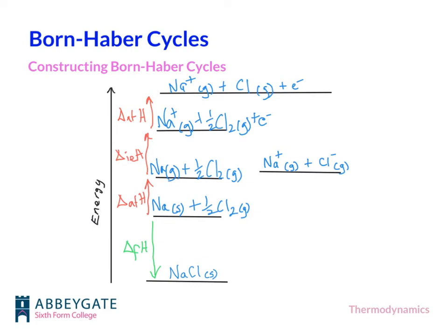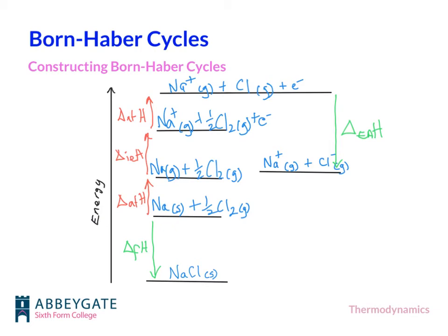So our final step then: we've got our sodium ion and our chlorine atom and our electron, but we now need to come back down in energy, down to our sodium ion and our chloride ion. This is because chlorine quite happily gains one electron to become a negatively charged ion. So we're going to use green because we're coming down. And this represents our enthalpy of electron affinity. So this is delta EA H.